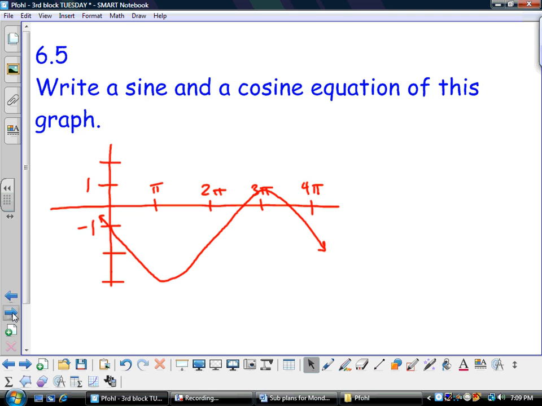Now, notes for today. There was one thing in section 6.5 that we didn't do yesterday, I forgot, and so I want to go over it today. How to write the equation given a graph. Pause the video and take a moment to copy down this graph, and then we're going to write a sine and a cosine equation that would match this graph.